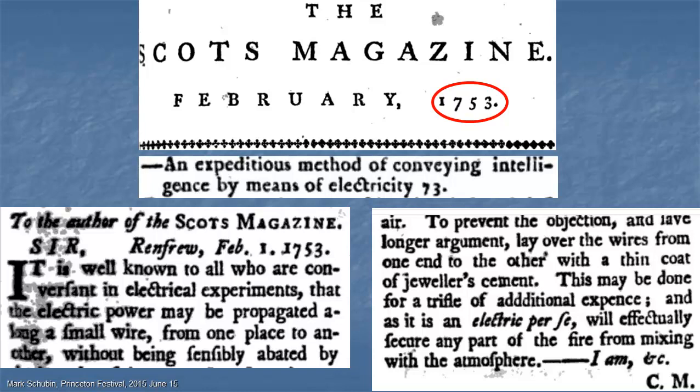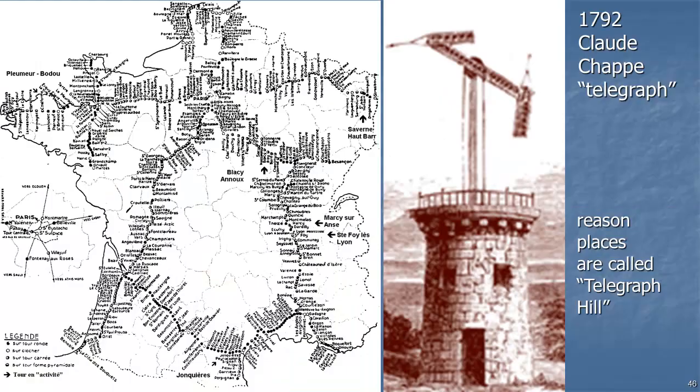But what happened shortly after the premiere of Marriage of Figaro was this. It was Claude Chappé's system of a visual telegraph. He originally wanted to call his system a tachygraph, which would mean fast writing. And a friend said, why don't you call it telegraph, for distant writing? And so the word telegraph was coined for his system. There would be a series of towers across France, and you could send a message from one end of France to the other in a matter of a couple of minutes.